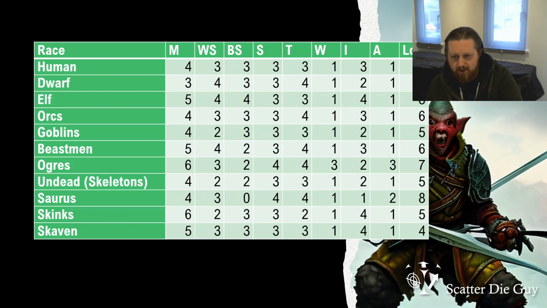Overall, a Lizardmen army is likely to have a very juxtaposed playstyle between fast but light units on the one hand and more ponderous but heavy hitters on the other.